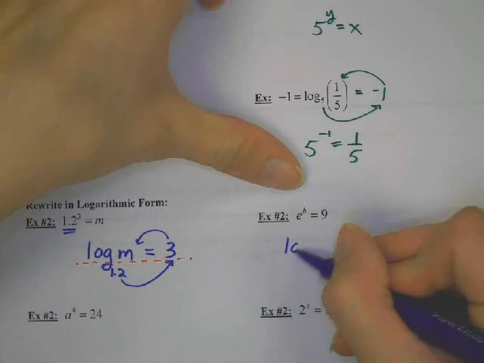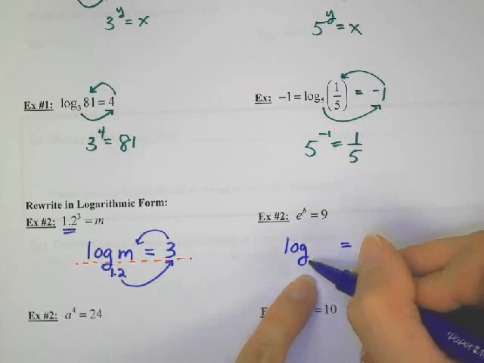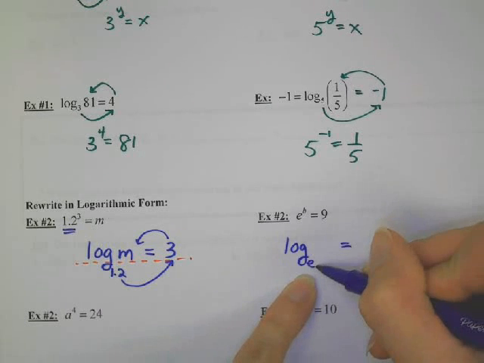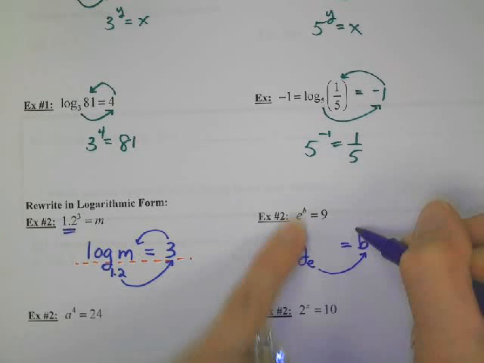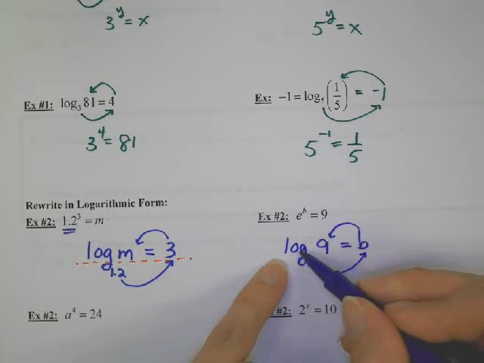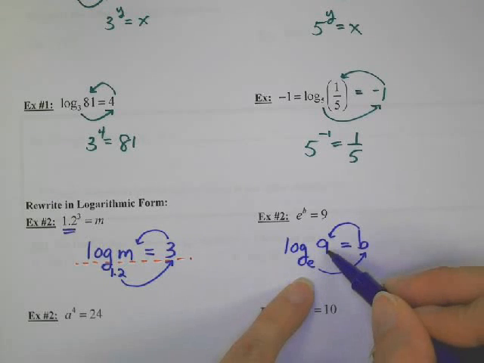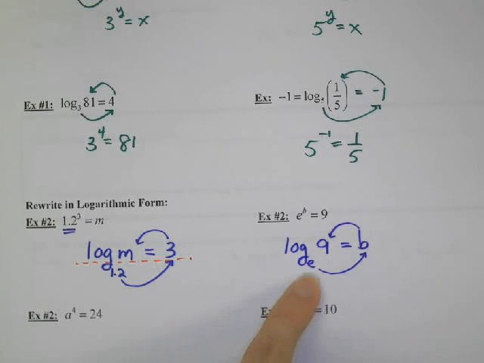We're going to write log and an equal sign. So the base is e. We'll start right here, e, and then the log circle says to the power of b equals, what goes here? 9. Log base e of 9 equals b. Log base e of 9. Okay, base is the same as the base.